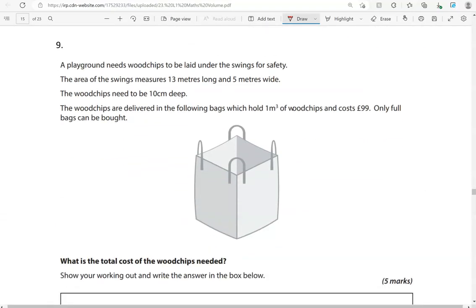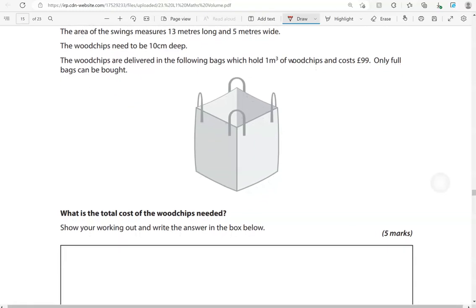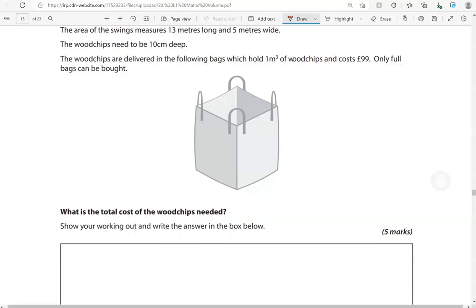A playground needs wood chips to be laid under the swings for safety. The area of the swings measures 13 meters long and 5 meters wide. The wood chips need to be 10 centimeters deep. The wood chips are delivered in bags which hold 1 cubic meter of wood chips and cost £99. Only full bags can be bought. What is the total cost of the wood chips needed? Show your working out and write the answer in the box below. So the area measures 13 meters long and 5 meters wide.